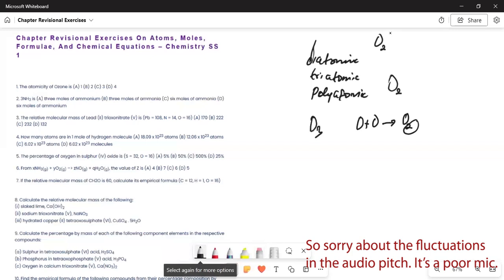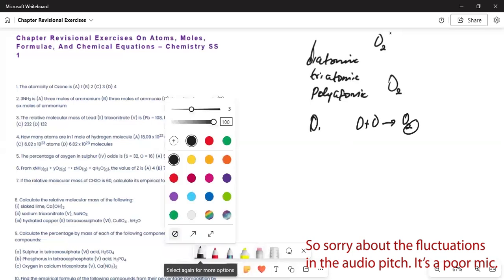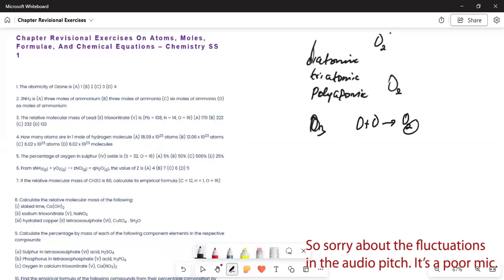That of ozone is O3. The 3 signifies that there are 3 atoms of oxygen. 3 atoms of oxygen must combine before the element ozone can exist. And therefore, the question says atomicity of ozone is, the correct answer is C, 3.